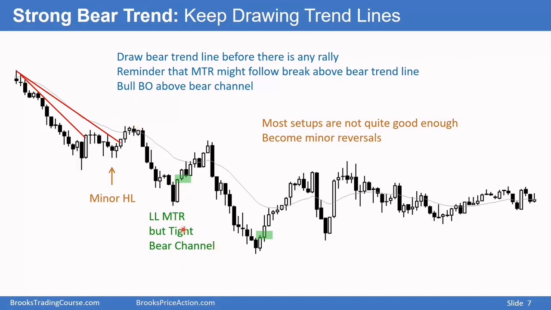Lower low, major trend reversal. Bear trend, break above the trend line. Resumption of the bear trend, and it's reversing up again. But very tight bear channel. Not much in terms of buying pressure, not many bull bars. Probably this reversal is minor, and it probably will lead to a trading range or maybe even another bear flag. Reversal down, draw another line. The market broke above the top of the channel.